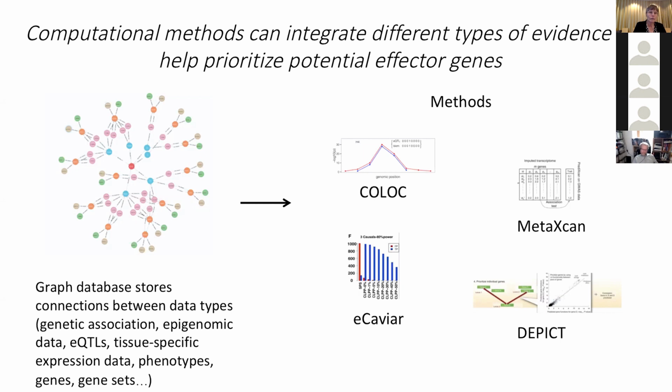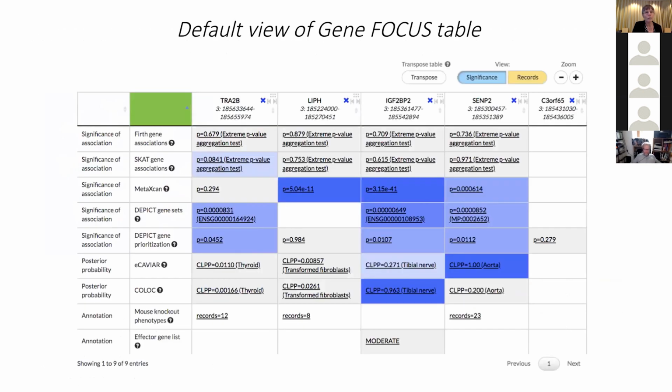So we've stored the data in this new way. We've run these methods and come up with predictions from each of them. Now we're presenting them on this Genes in Region tab on the gene page, in the focus table. I'm going to spend a little time taking you through how this table works.